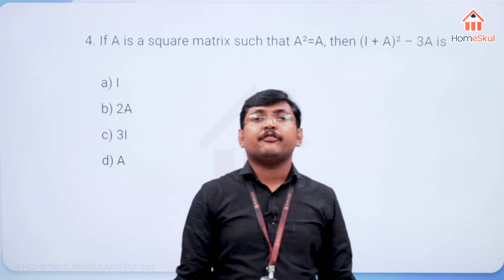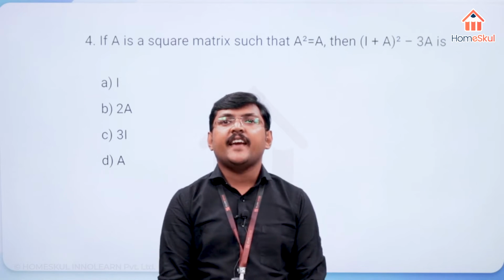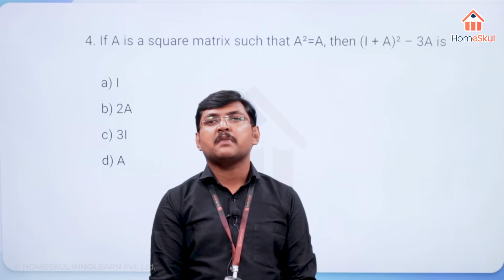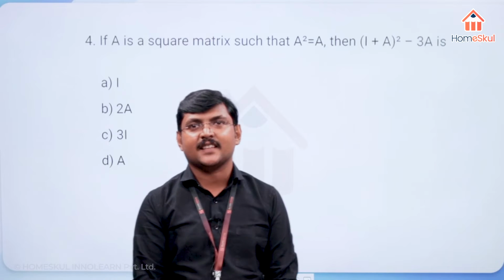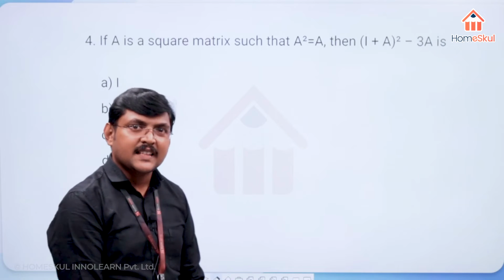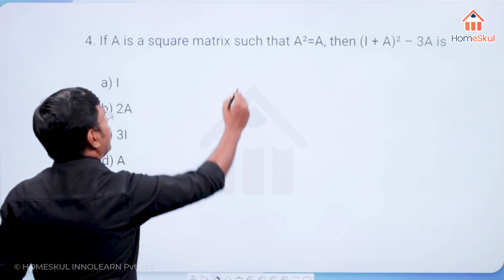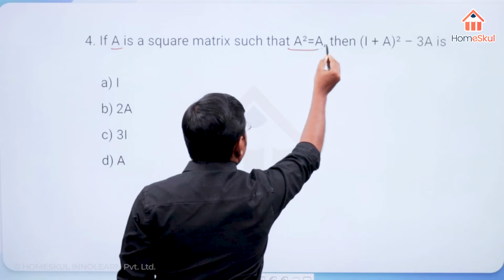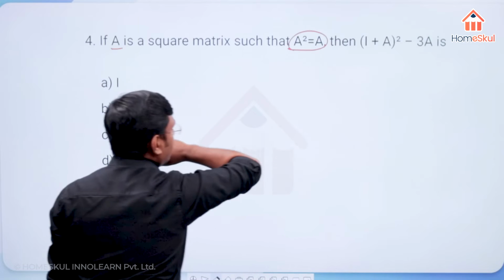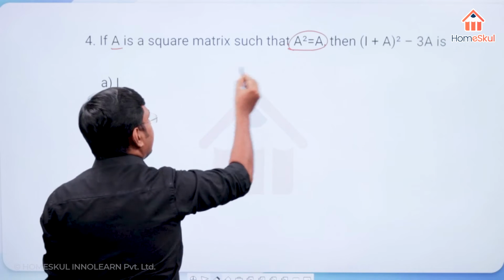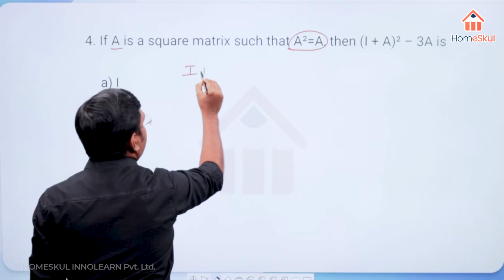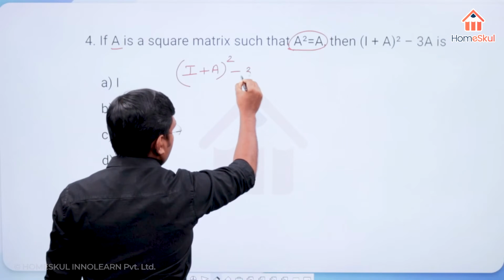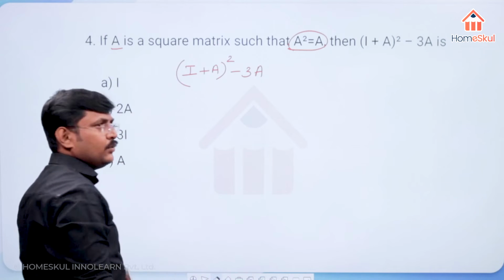Listen. If A is a square matrix such that A square is equal to A, then I plus A the whole square minus 3A is. Listen. I means we know that is identity matrix, correct? So clearly given that if A is a square matrix and A square is equal to A, that's very, very important. That's an if condition given. Then I plus A the whole square minus 3A. What is the value for this? This is what we need to find.